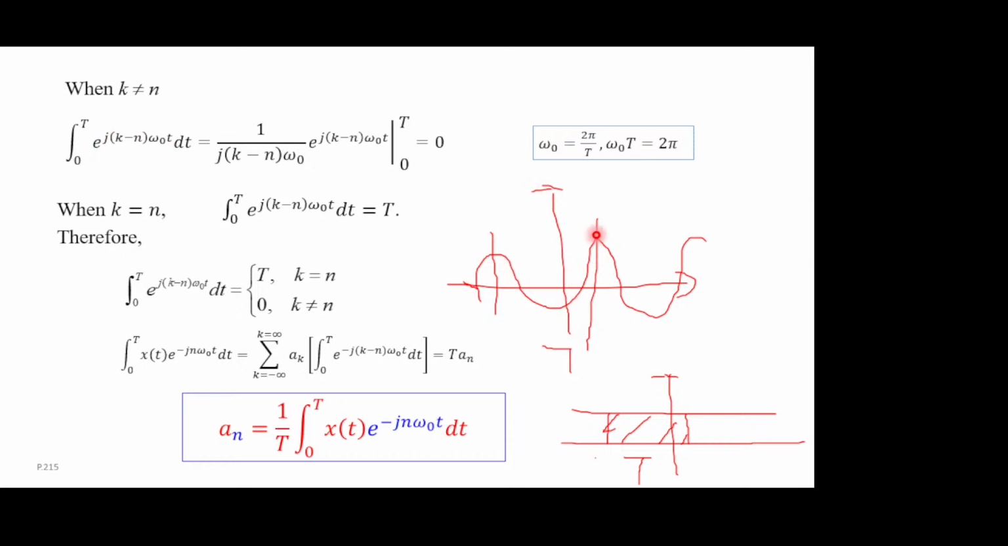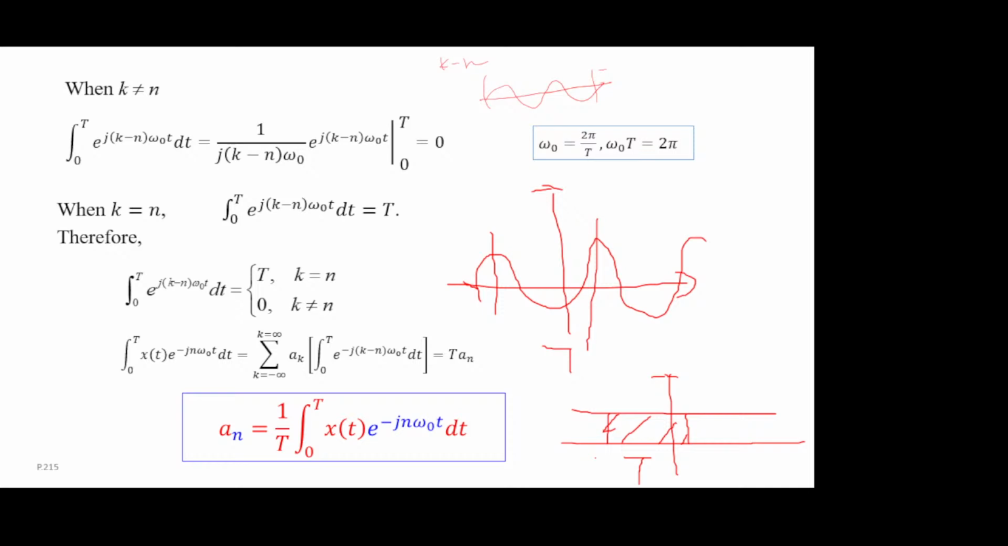Here we are taking k minus n equal to 1, but if k minus n equals 2, then we will have something oscillating faster. But when you integrate this over one period, it should still give you 0. So whatever k minus n is, if it is larger, this will oscillate faster, but if you are integrating over one period, this will give you 0.